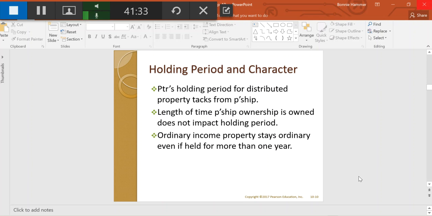I don't even know why they have the second bullet, but they have a bullet saying the length of time that the partnership ownership is owned by the partner is irrelevant, and that's true. I don't think they needed to say that, though.